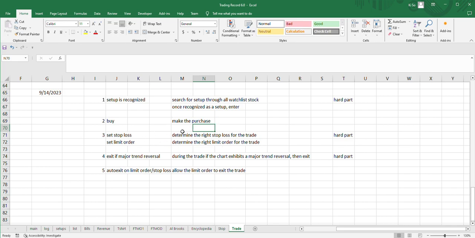Okay, so buy, just make the purchase. That's what I'm going to be doing. Determine the right stop loss for the trade. Now, that's the hard one that I've already described here. Determine the right limit order for the trade. When I look at that, I have to gauge at the time after I buy it what would be the appropriate gain that I'm looking at. That's also not an easy thing to do.